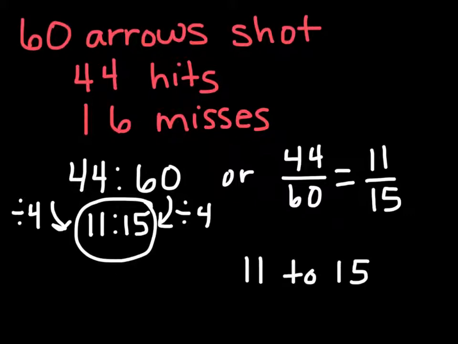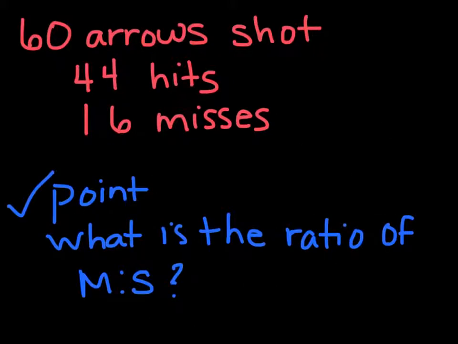However, you won't see that as often. They're typically written in this form or in the fraction form. Now, on your own, write the ratio of misses to shots. Make sure you put it in simplest form. Press pause while you work, and when you come back, we'll move on to the next idea.